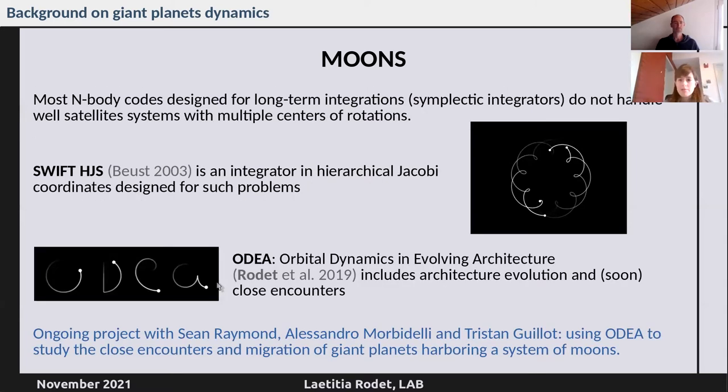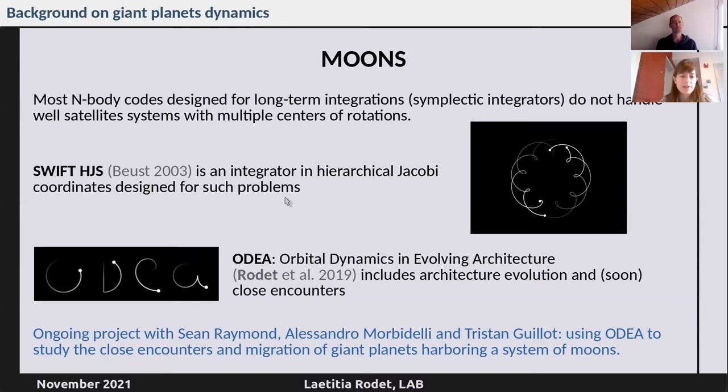The numerical study of moons is not so easy, actually, because the algorithms designed for long-term integrations, the so-called symplectic integrators, do not handle well strange architectures with different centers of rotation. They prefer a sun and embedded orbits. Sometimes they add a possibility to take into account a second one, but basically it's not optimized for that. This is why my supervisor in Grenoble, Hervé, created SwiftAGS, which is an integrator that is able to model any kind of nice hierarchical system and is very well adapted to the study of moons and satellites.